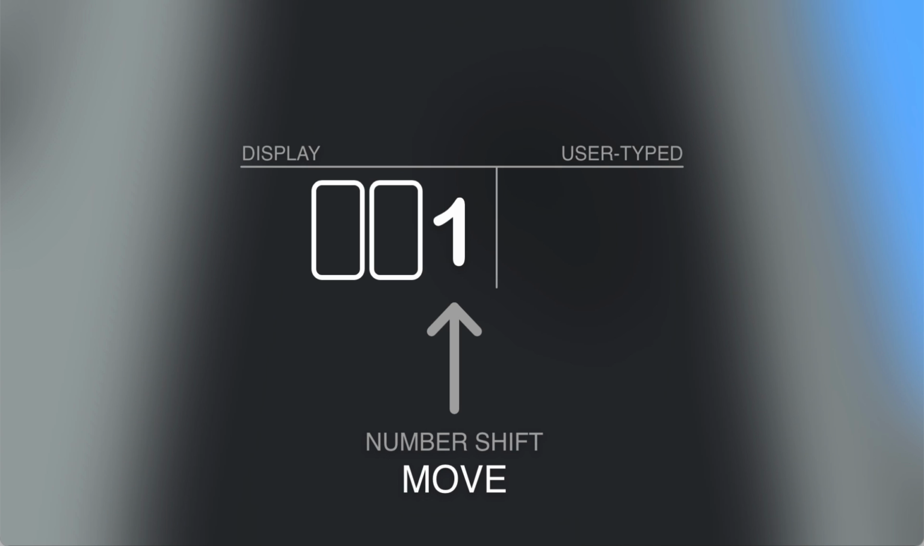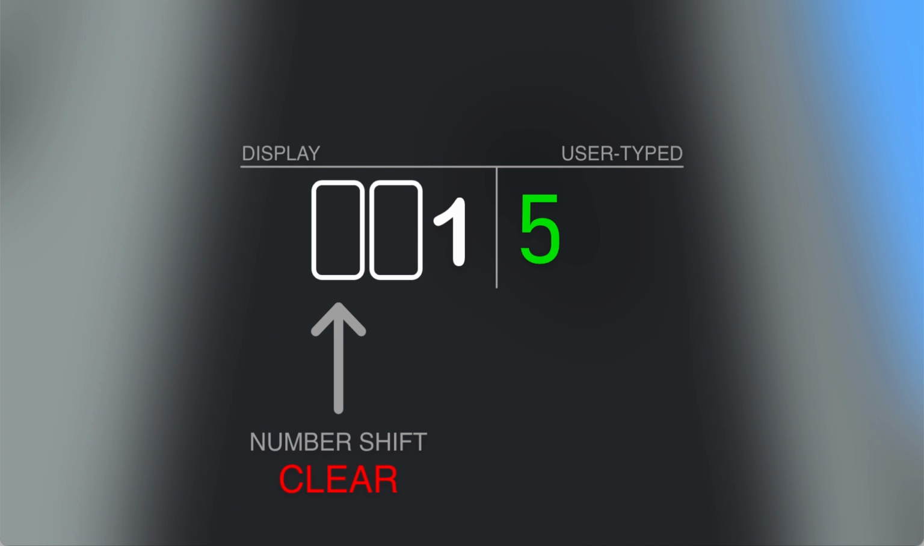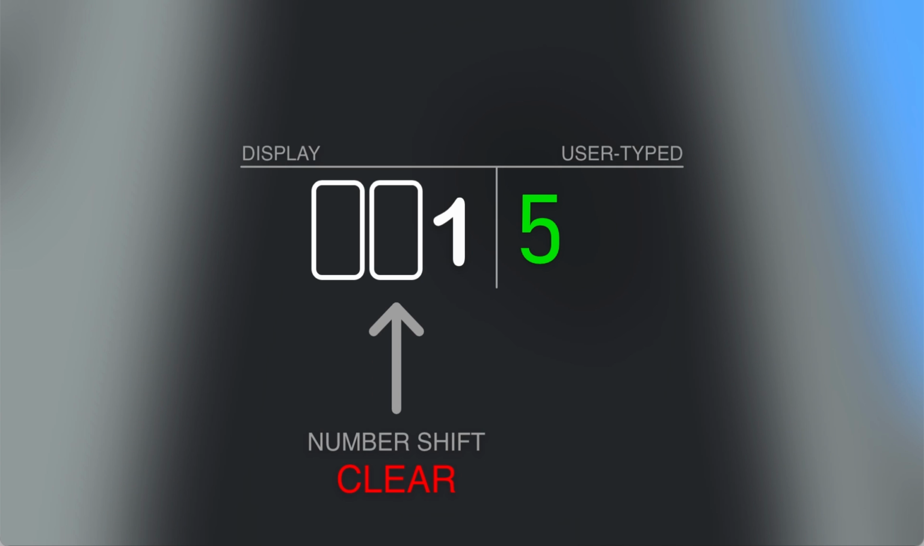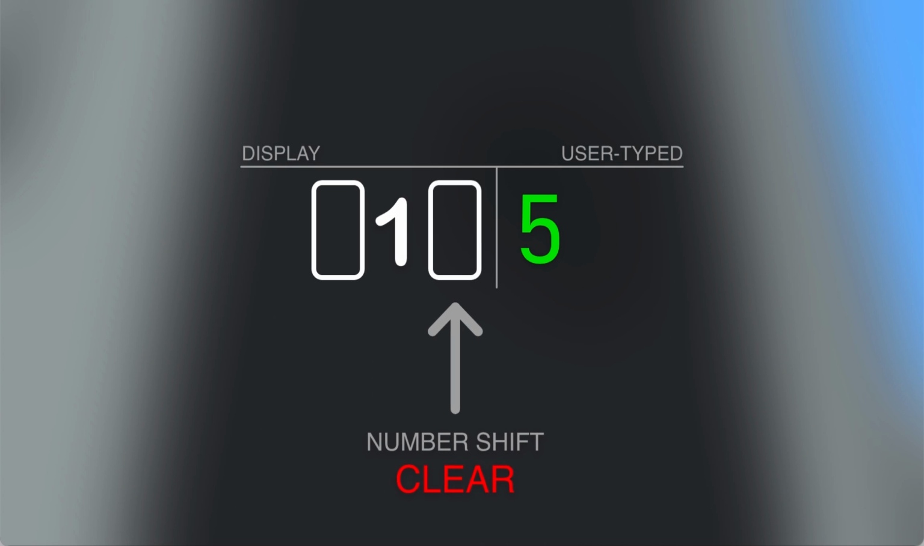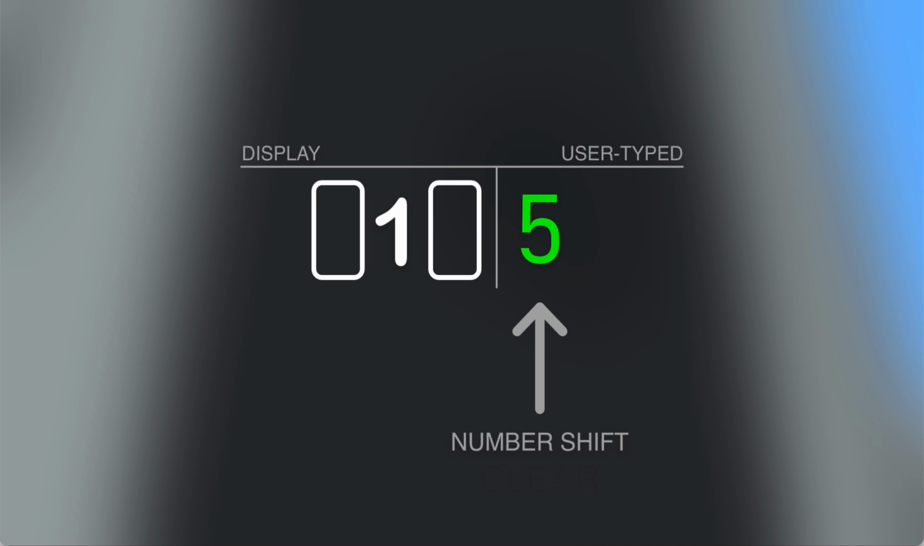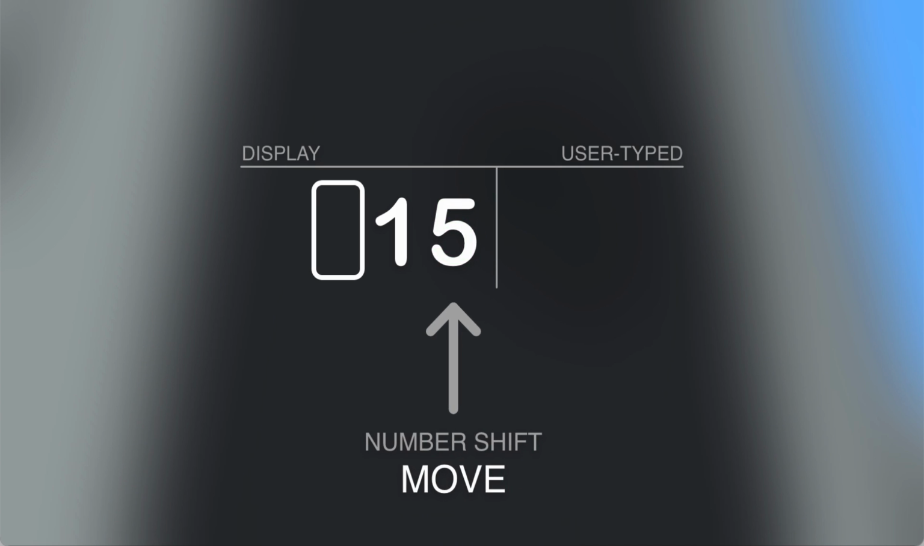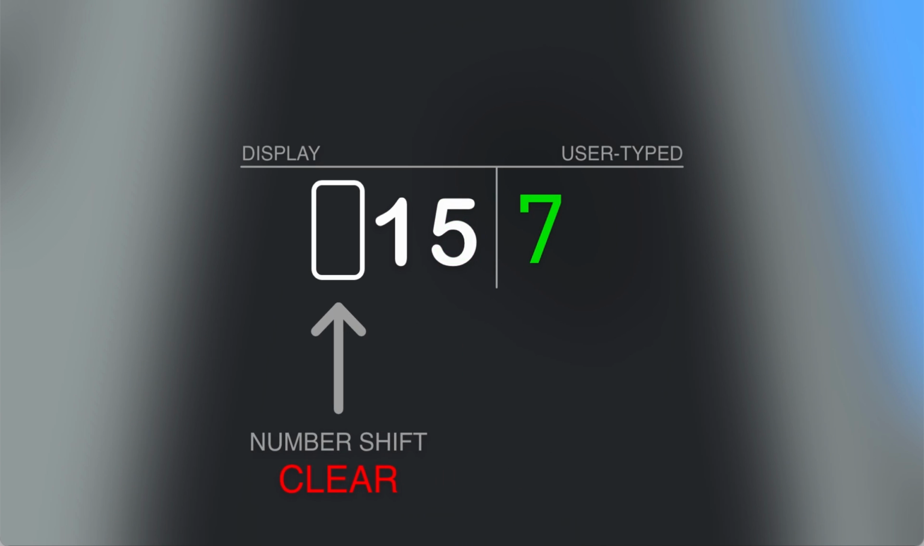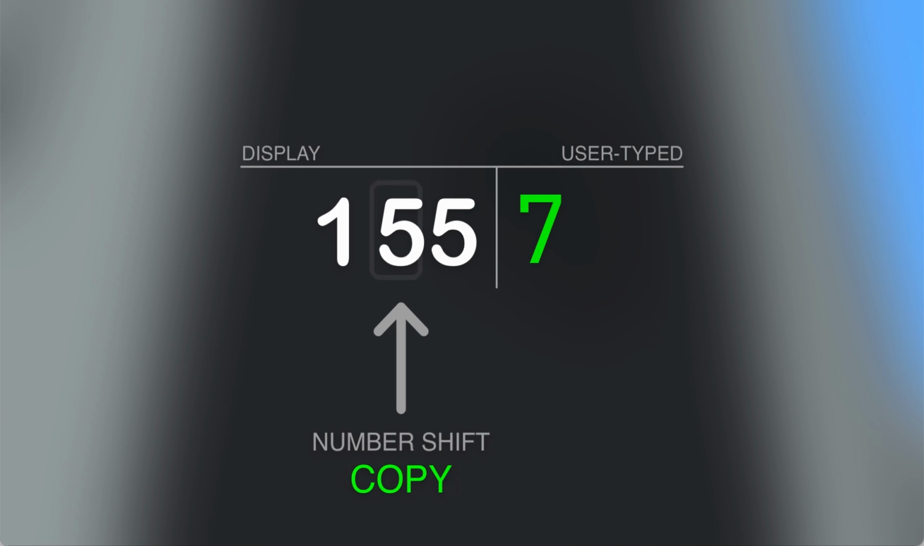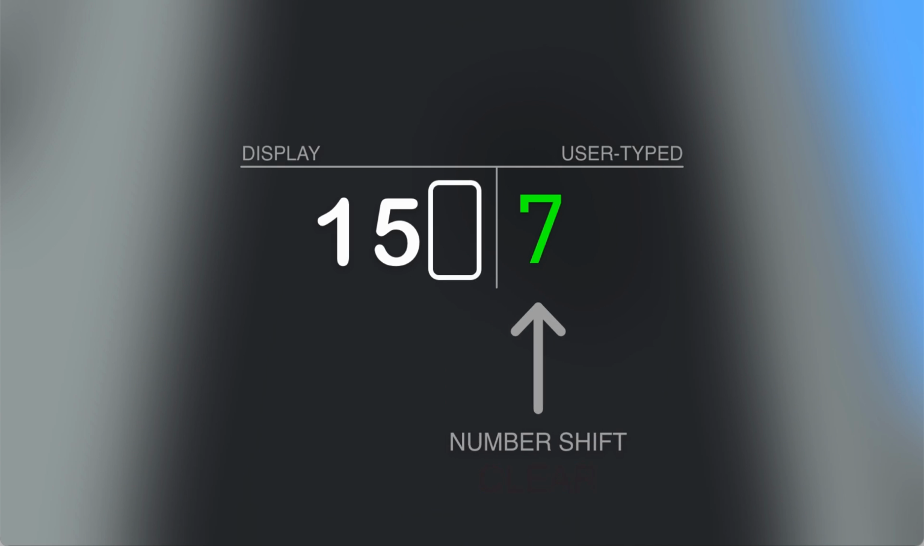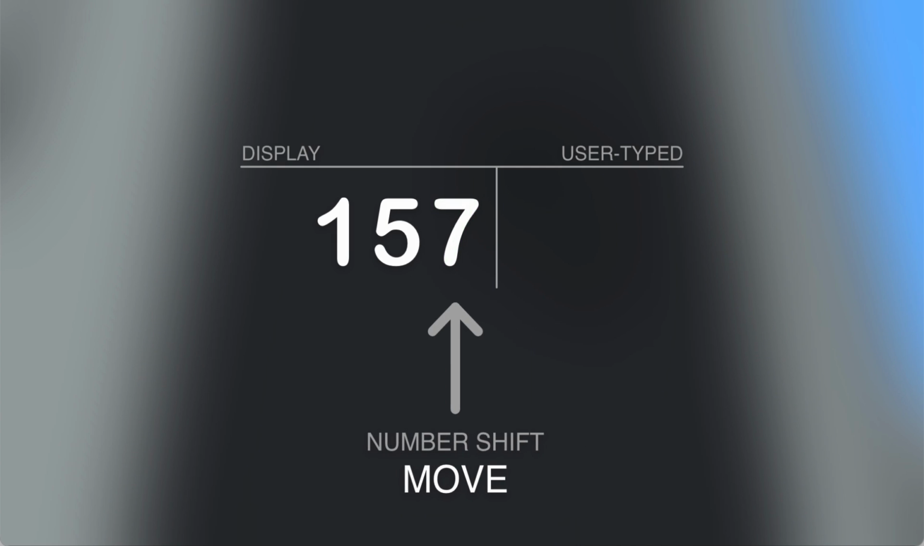The user then presses the next number, 5. Again, the hundredths place is cleared, the tens place is copied into the hundredths place and cleared, and then the ones place is copied into the tens place and cleared. Then, the user inputted number is finally moved into the slot. Then, the user presses 7. Hundredths place value is cleared, tens place is copied to the hundredths place and cleared, ones place is copied to the tens place and cleared, and the user inputted number is moved into the ones place. And that's how the number shift works, in a more simplified animation.